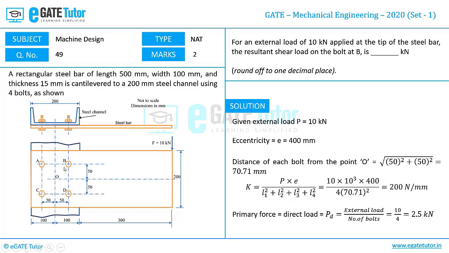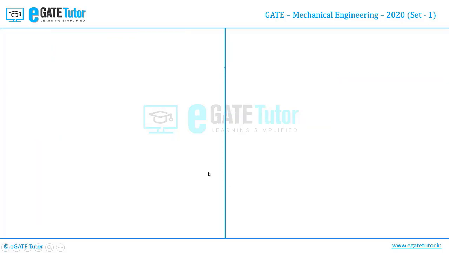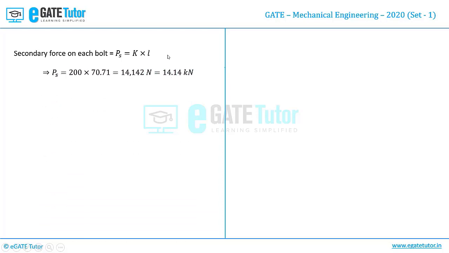Now making use of this parameter K, which is 200 Newton per mm, let us calculate the secondary force on each bolt, which is K multiplied by length, which should be a maximum length in general, but in this case the length is the same between the center of gravity of the section and the bolt. So the secondary force comes out to be 200 multiplied by 70.71, which gives us 14.14 kilonewton.